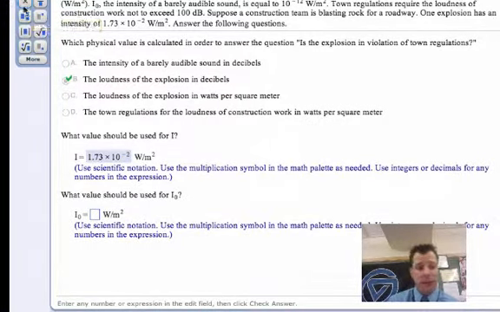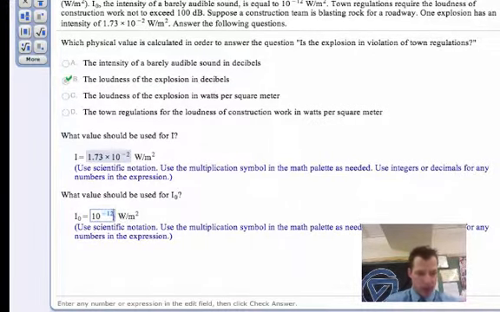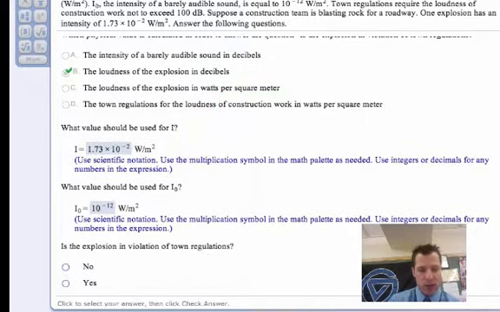We go to the next part, and there's that I sub 0. So you're defining your variables. Remember, that's a barely audible sound, so that's 10 to the negative 12. Make sure that's good. Okay, so nice work. And so now, does the explosion violate the town regulation? Does the explosion go over 100 decibels?